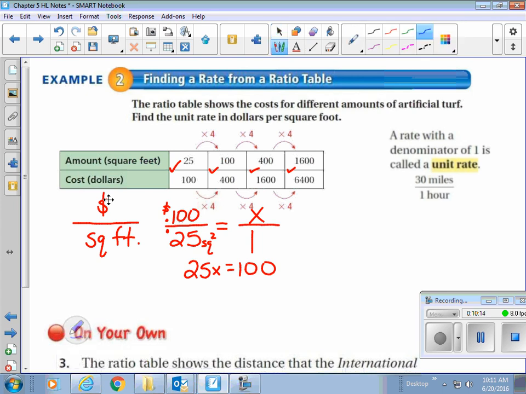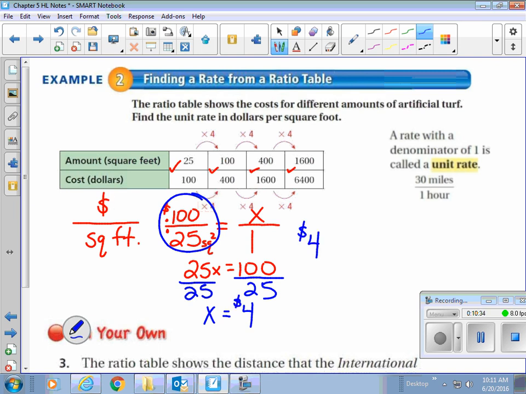Then to get x alone, I need to divide both sides by 25, which takes me back to 100 divided by 25, which is simply here. So you can just do the division to take you right to your unit rate. This gives me x equal to 4. X is up top, which is money, which means we have $4 per square foot. We want to write it as a ratio, $4 over 1 square foot.